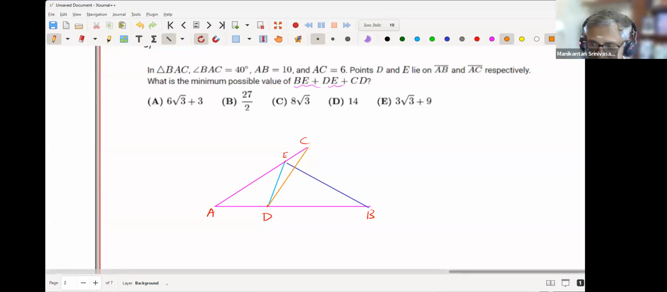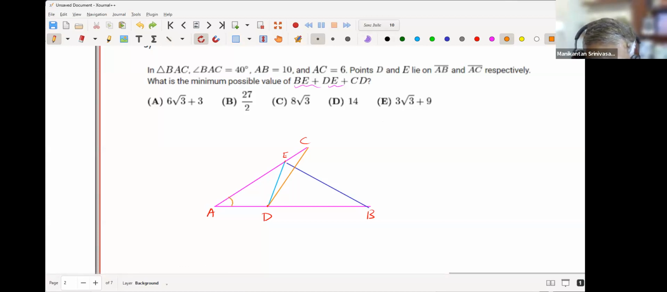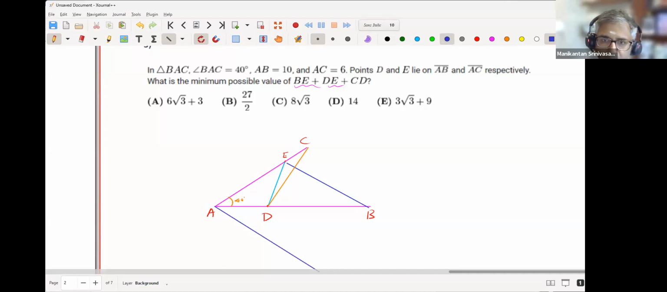Now, this is almost like pulling a rabbit out of your hat. But if you do a few of these kinds of problems, you'll see that this is a very commonly used reflection principle. So if I reflect around, so I know this is 40 degree, right? So I know this is 40 degree. Okay, so let me reflect a line around this. So I'll draw a line this way.